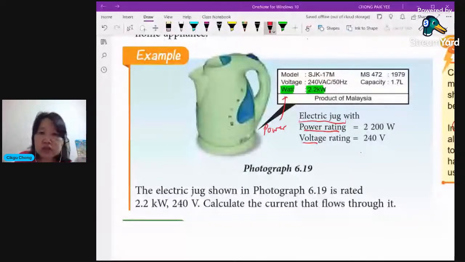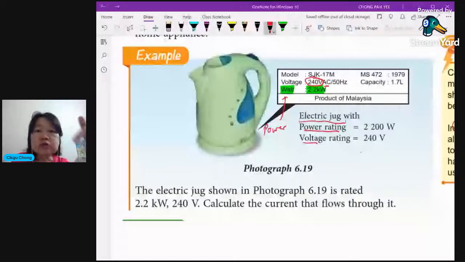This is 240V, voltage AC. AC means it uses alternating current. 240 volts. So this is suitable to use in Malaysia, because the power that comes from TNB is 240 volts. So no need to convert into 110 or whatever. If you go to Japan, it's different. In Japan, the power supply is 110 volts.